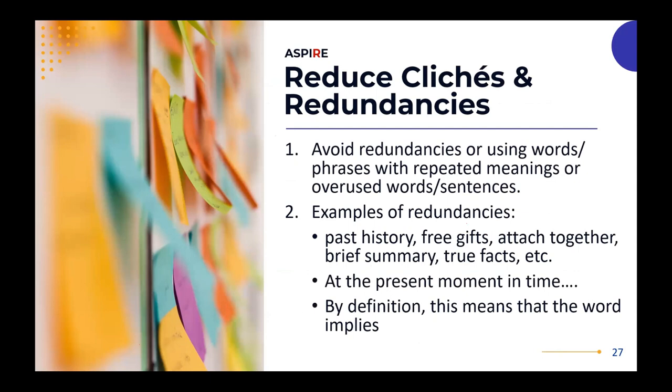So once you have your draft, read through for any redundancy, any repeated sentences, the same idea in a different way, or cliche. Just scrap it, just delete, or reword it. Example of redundancy: words like "past history." There's no history in the future, so history is enough. "Free gift." If you say it's a gift, it should be free, all right?